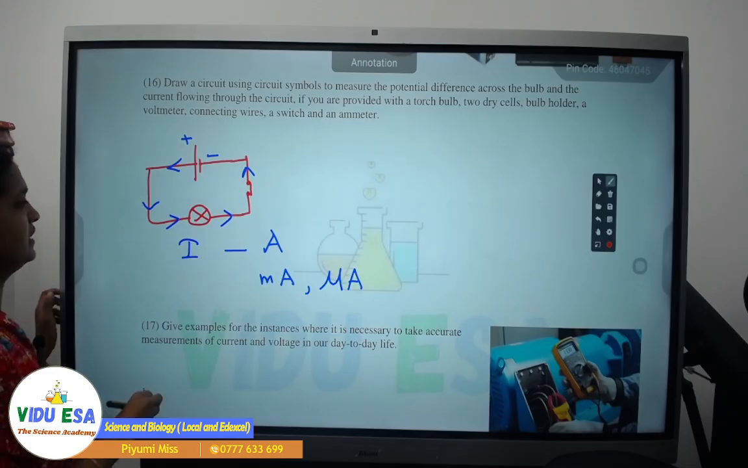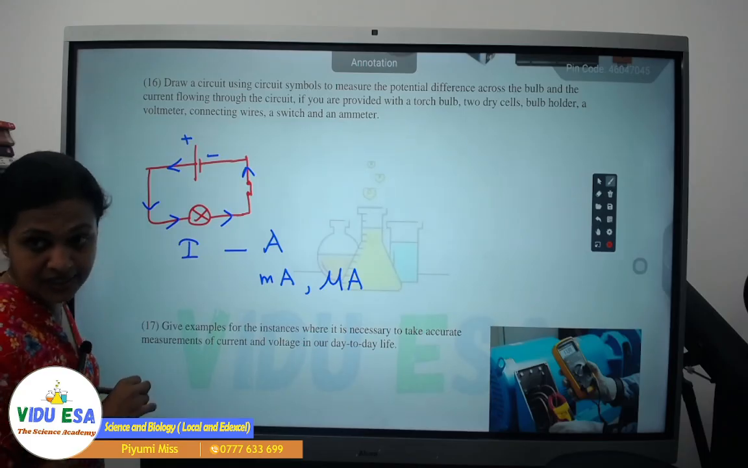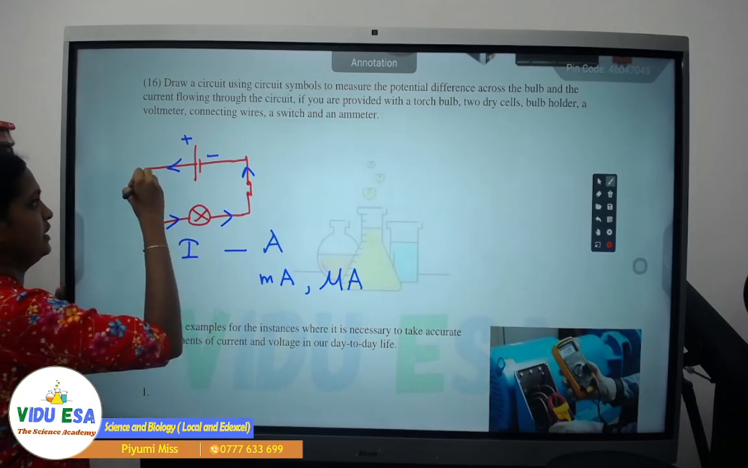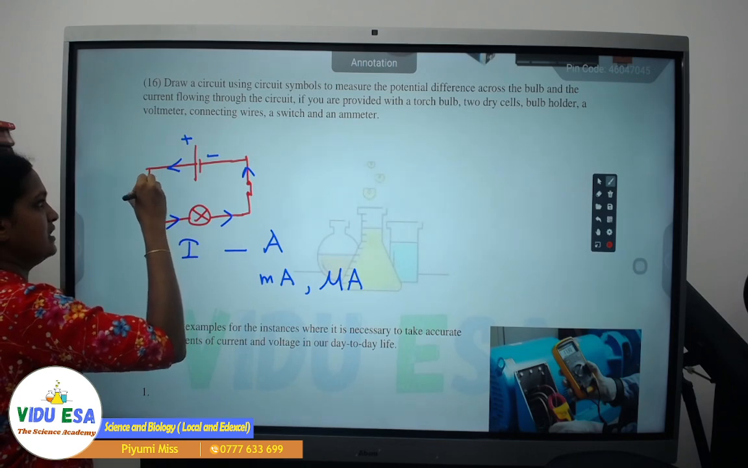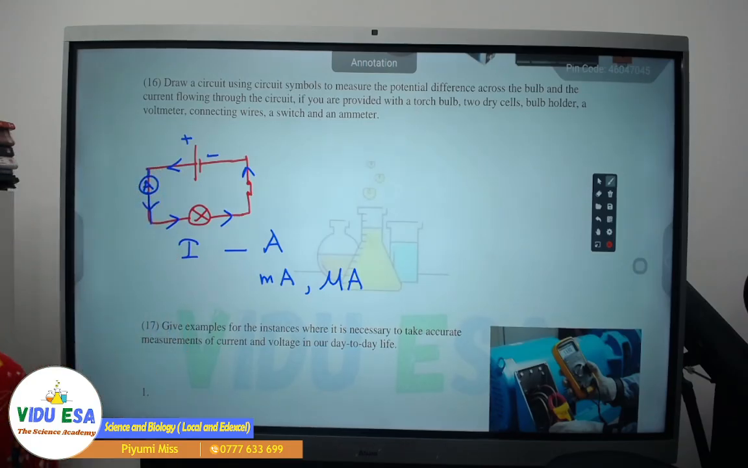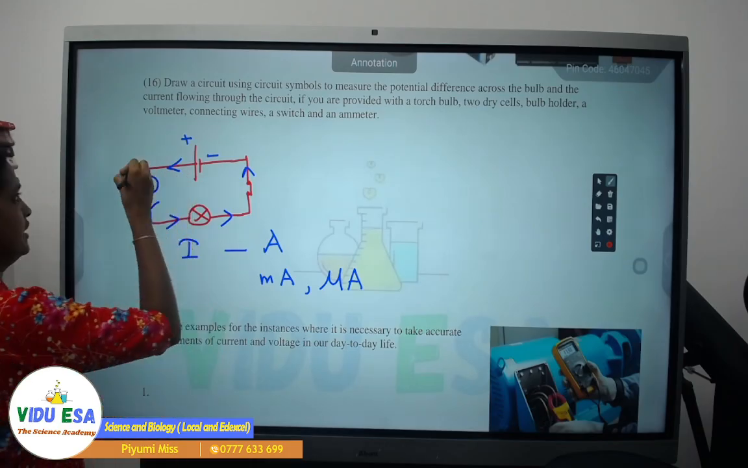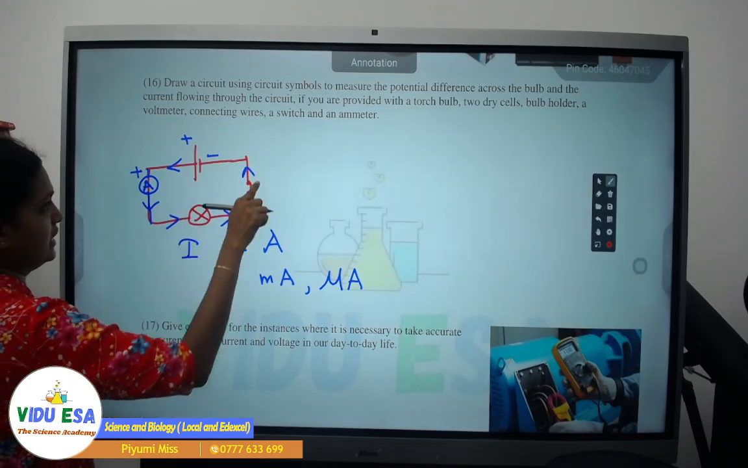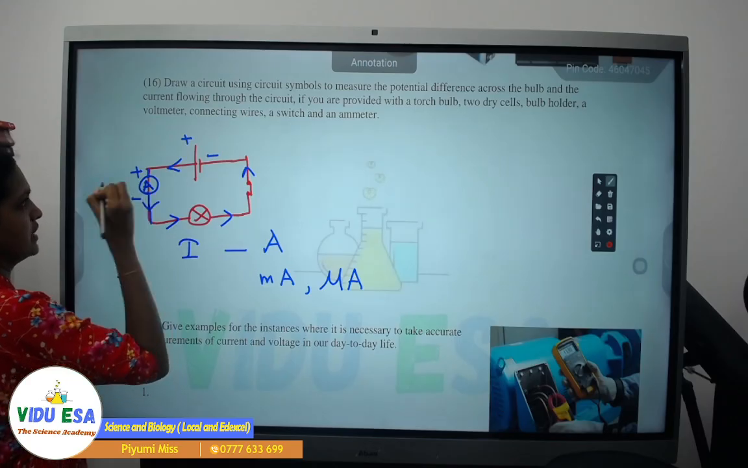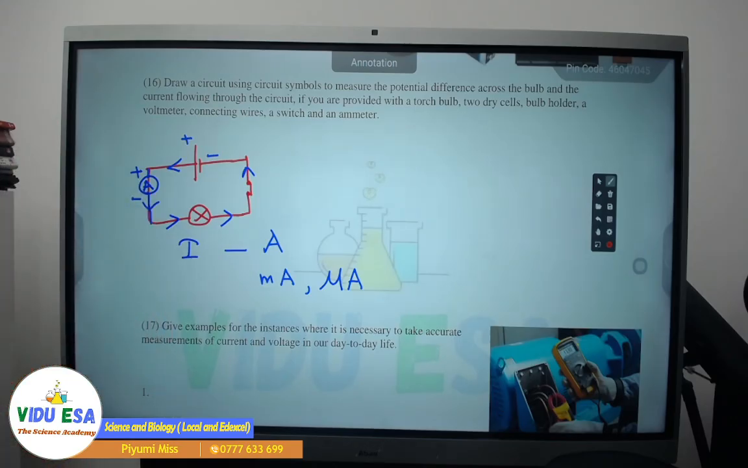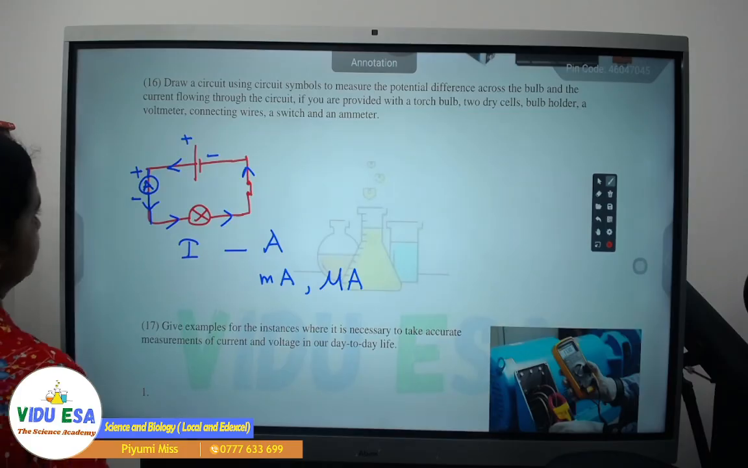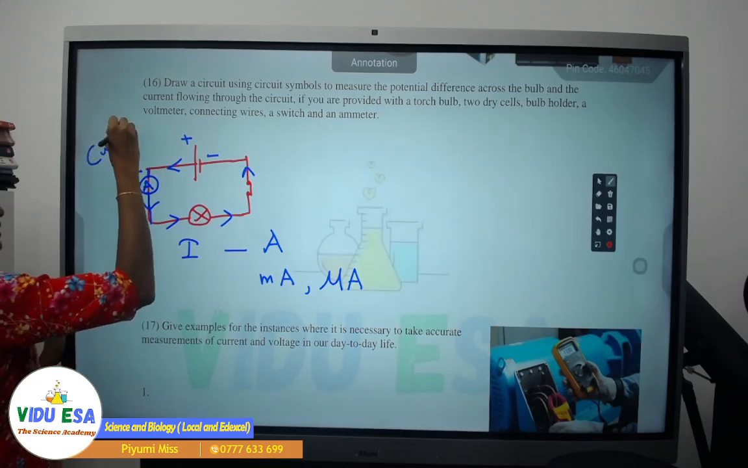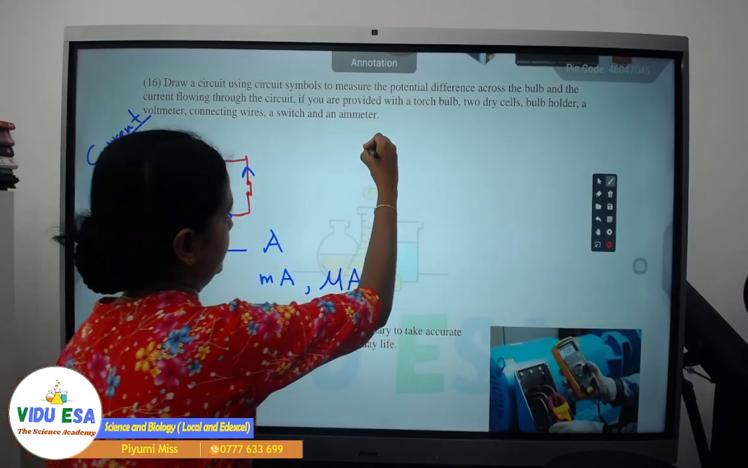And you learned that the instrument used to measure the current is the ammeter. The ammeter should be connected in series to the circuit like this. The positive terminal of the ammeter should be connected to the positive terminal of the cell, right? And the negative terminal of the ammeter should be connected to the negative terminal of the cell, right? That is about current. And then about voltage, you learned that.